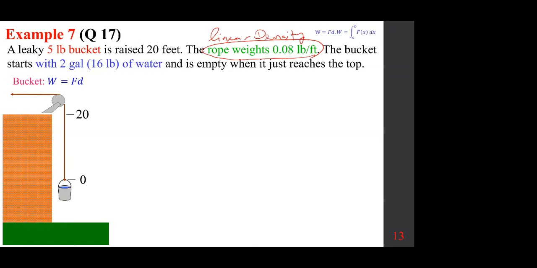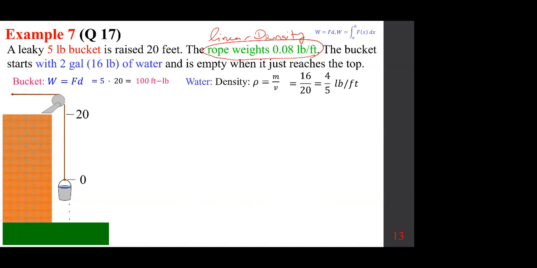We have this distance of x. The bucket is fixed, as I mentioned. For the bucket is fixed, and so just 5 times 20 is the answer. For the water, we need to look at the density, rho equals m over v, 16 over 20 or 4 over 5 pound per foot. Okay. That's how the density works for the water.